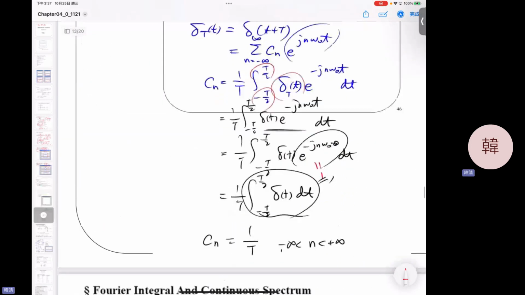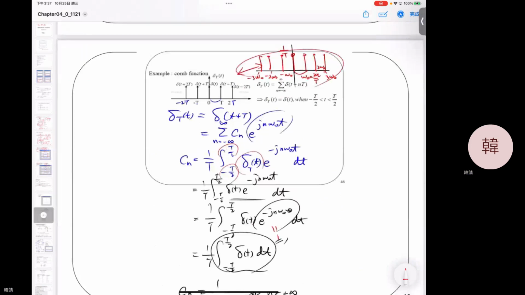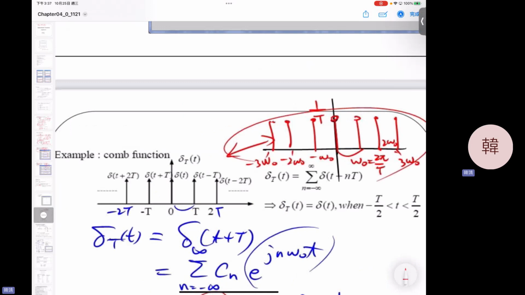What I want to say is this one. I give you the example of this function. We call it the comb function. Okay, comb, just like you comb your hair, right? 梳子函数, comb your hair. Like a comb, right? Actually, it's delta t minus delta t, and this is the second impulse, delta t minus 2T. This is delta t plus T, delta t plus 2T. So you can see it goes to infinity. What's this function for?